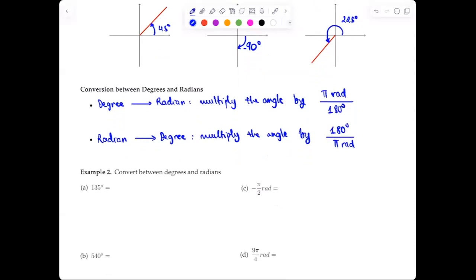Now, example 2, we're going to utilize this formula to convert from one angle measure to another angle measure. So here, let's start with 135 degree. Only some of these have a special angle to it. Again, you will encounter that when you get to the unit circle. So 135 degree, I want to convert this into radian measure. So what I do is I take 135 degree and multiply with pi radian divided by 180.